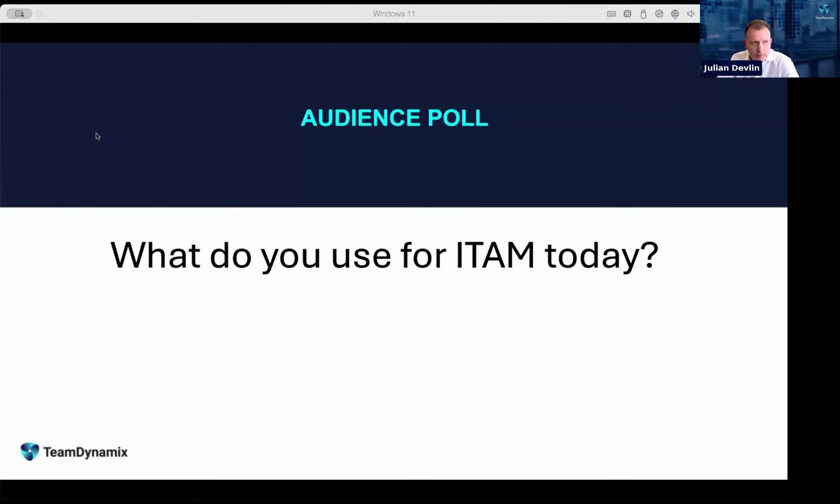And even before the poll is done, I'm going to anticipate that Excel spreadsheet is probably going to come in pretty close to the front because it usually is. It's the starting point that everyone moves through at some point until they have a tool specifically for this. Give that one more moment for anyone who wants to reply.